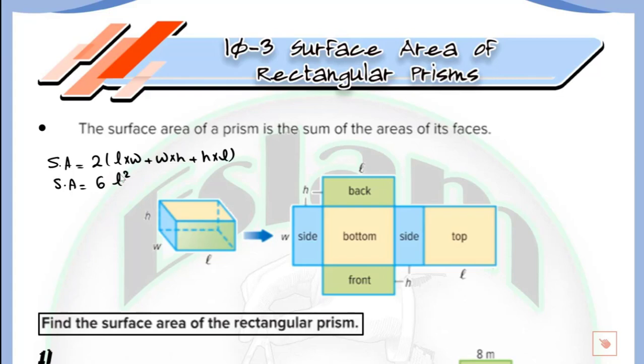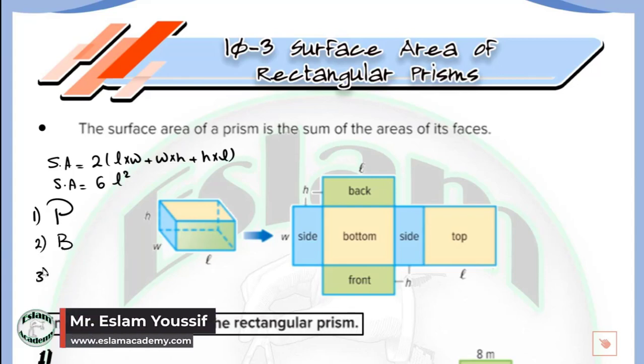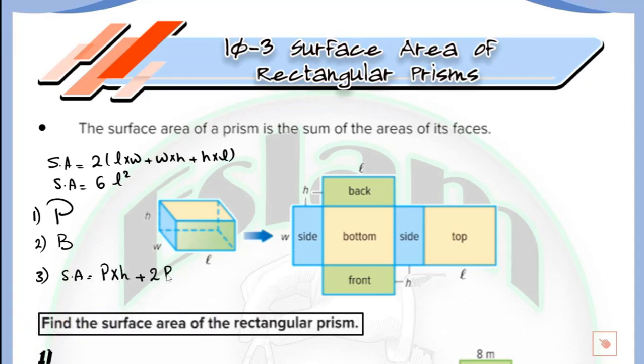We can use one formula to find the surface area of any prism, even if it is rectangular or triangular or any shape. Number 1, we need to find the perimeter of the base. After finding the perimeter of the base, find the area of the base. Now the surface area will be equal to the perimeter of the base multiplied by the height plus 2 times the area of the base.